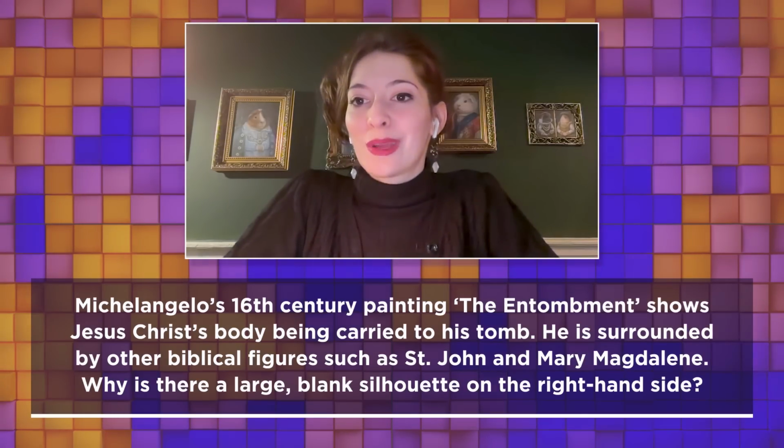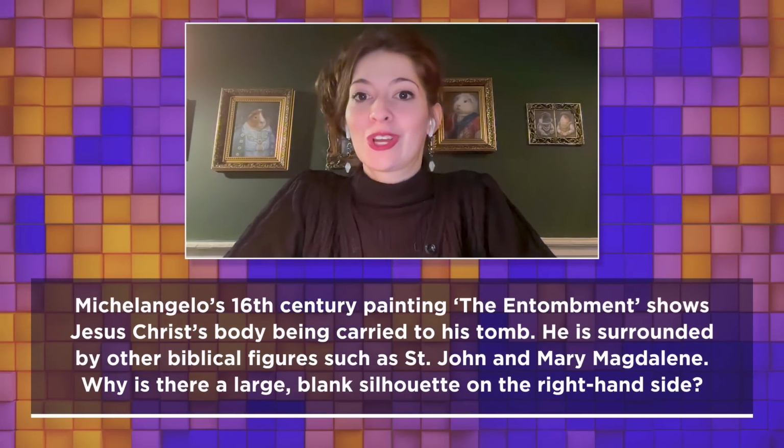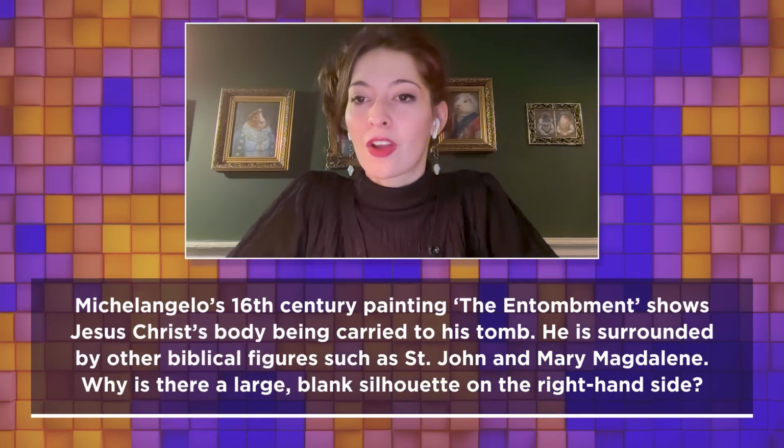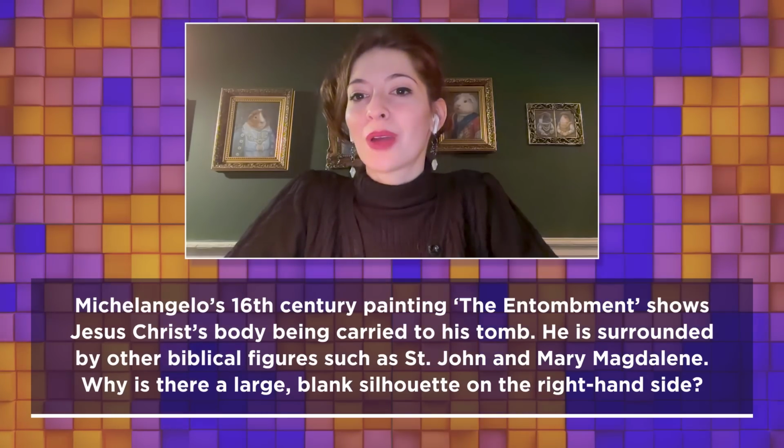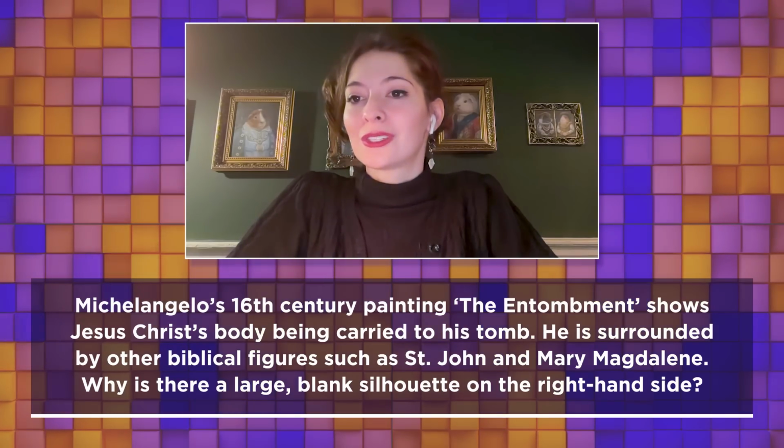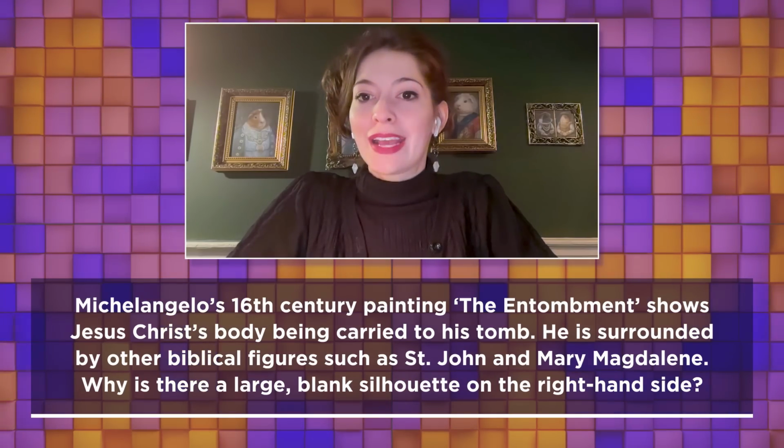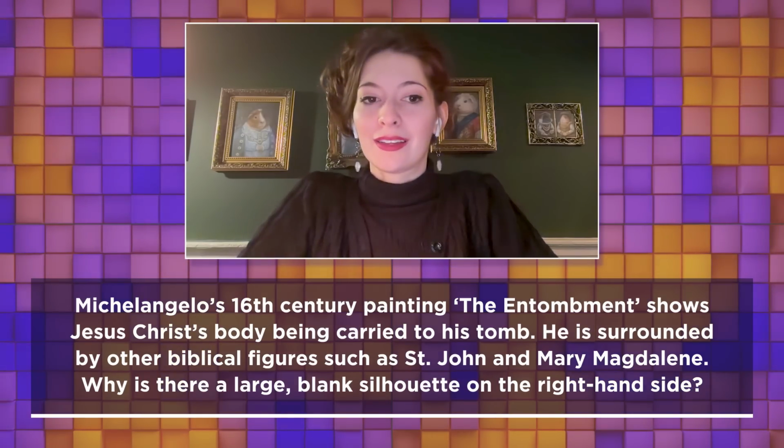Michelangelo's 16th century painting, The Entombment, shows Jesus Christ's body being carried to his tomb. He's surrounded by other biblical figures such as St. John and Mary Magdalene. Why is there a large blank silhouette on the right-hand side? That's the Holy Ghost. Yeah. Oh, yeah, you have to leave room for Jesus. Oh, I guess Jesus is already there. Anyway.